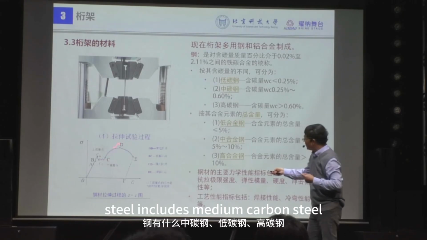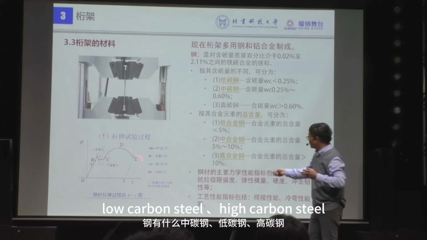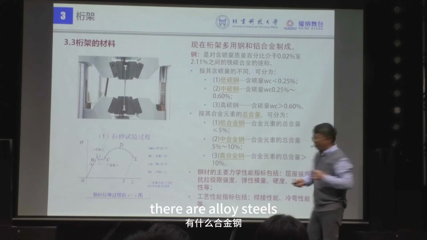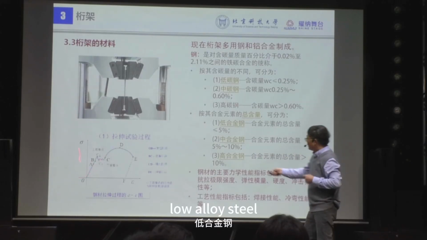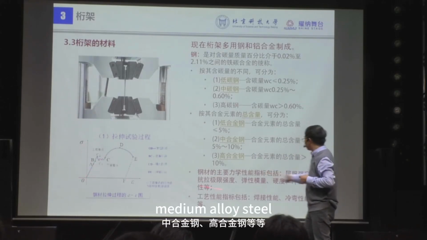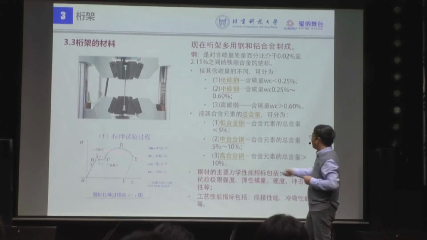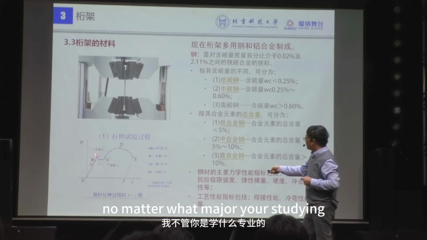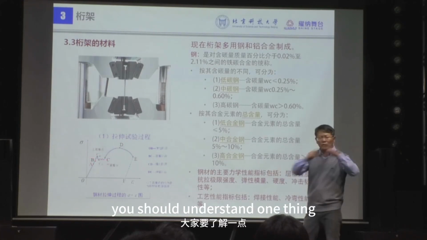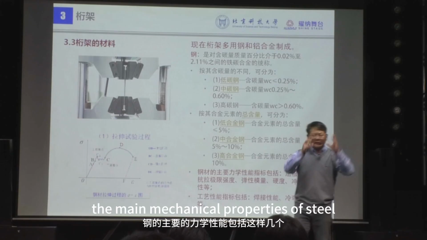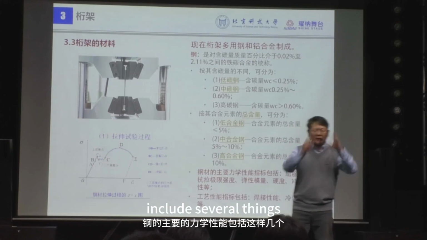Steel includes medium carbon steel, low carbon steel, high carbon steel. There are alloy steels, low alloy steel, medium alloy steel, high alloy steel, and so on. You don't need to mind these. Here's one thing for everyone. No matter what major you're studying, you should understand one thing. The main mechanical properties of steel include several things.